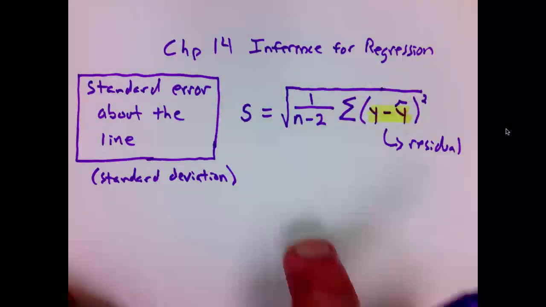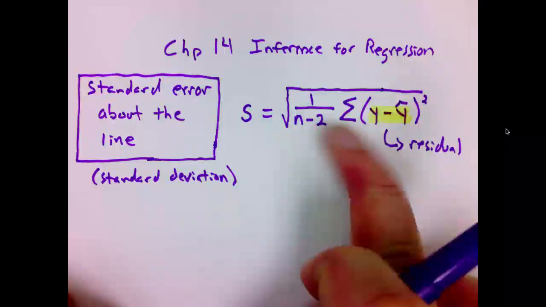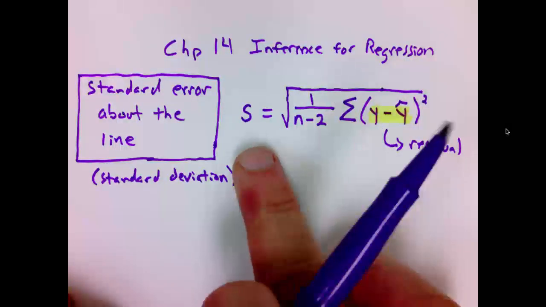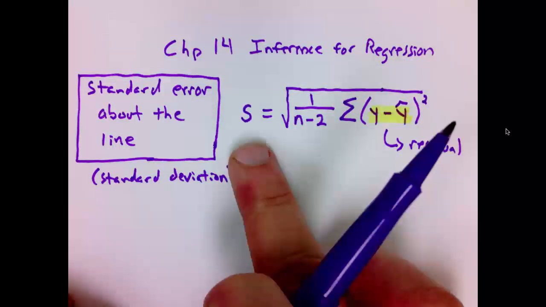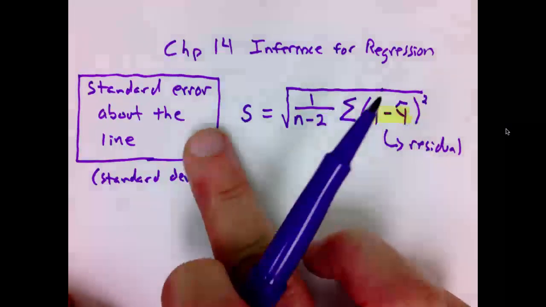So this statement here is directly analogous to our initial understanding of standard deviation. This is the standard error about the line.